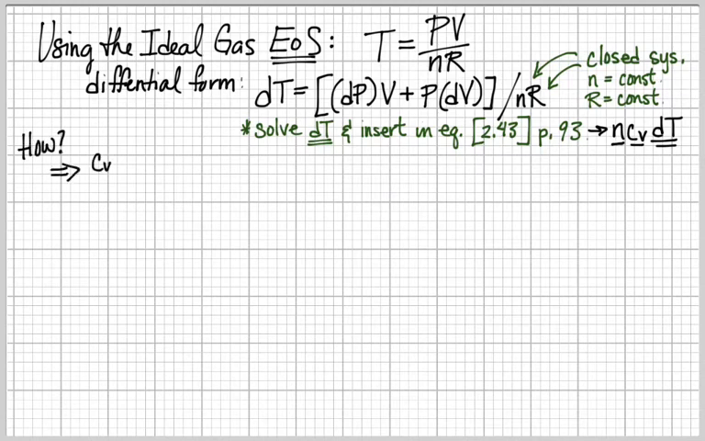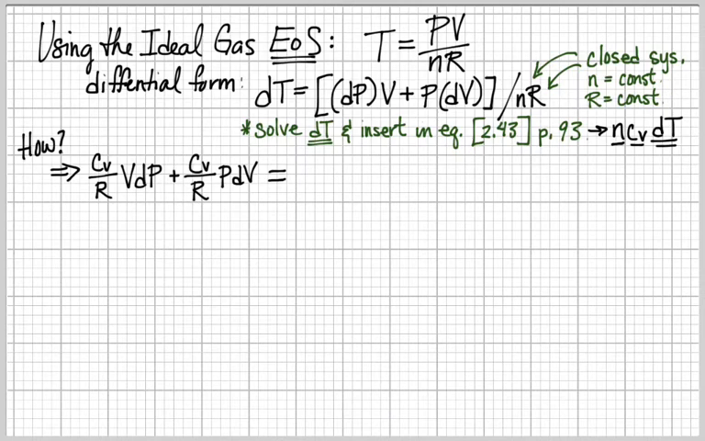So how do we do that? We're going to take CV, and because we have N times CV times dt, we're going to take this equation for dt that you see at the top of the screen, and combine it with equation 2.43. So we're going to have CV over R VdP. That's that first term. And we're going to have CV over R times PdV.